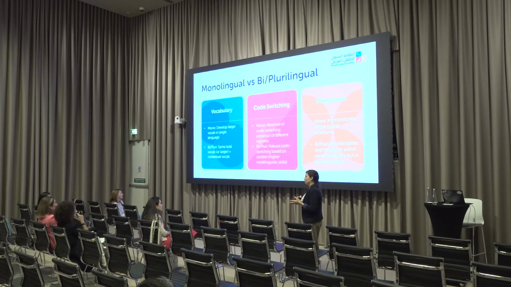If they speak Arabic at home, they speak English in school. Usually the school-related vocab or terms are in English. The vocab of the house or the family vocab is usually in Arabic. Code switching is absent for monolingual speakers. Obviously, they don't have anything to switch with. But they might switch between registers, the formal and the slang, but we don't really talk about code switching. For our kids, we have natural code switching based on context, because we have higher metalinguistic skills. We spoke earlier, maybe you were not here yet, about metalinguistic skills and understanding the concept of the language as a language.